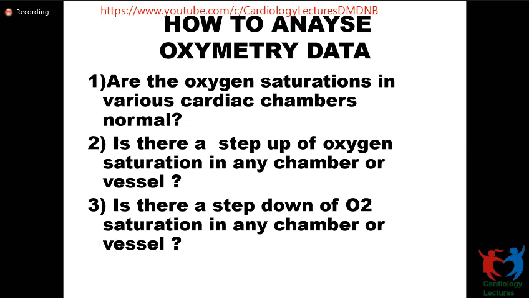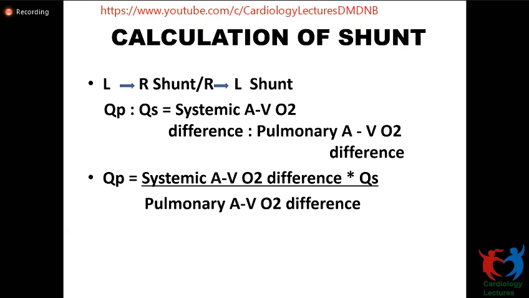Then when you look at the oximetry data, is the oxygen saturation in various cardiac chambers normal? Is there a step up or step down of oxygen saturation in any chamber or vessel? And then the calculation of shunt: left to right shunt, right to left shunt. By looking at the oxygen saturation, you can get the ratio. So QP to QS ratio is systemic arteriovenous oxygen difference to pulmonary arteriovenous oxygen difference. From this, you can calculate the QP.